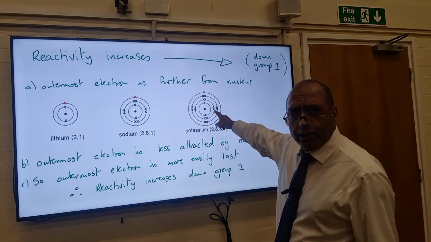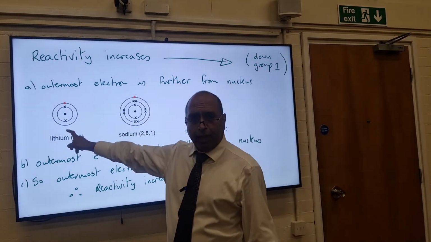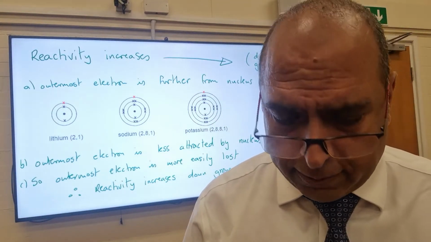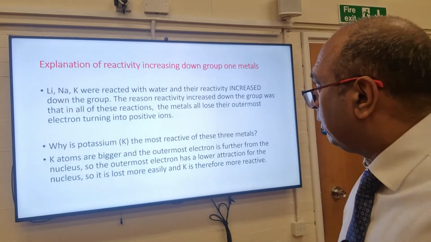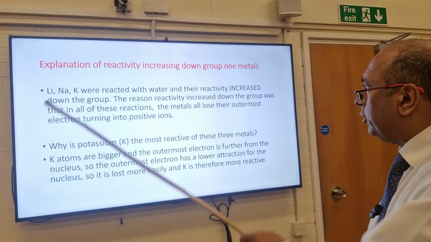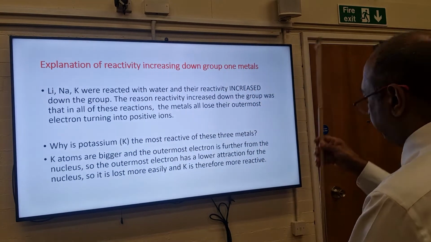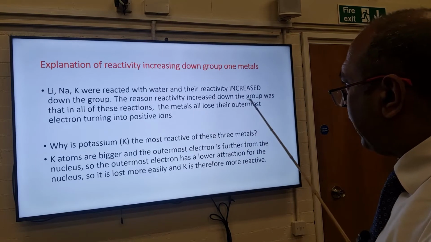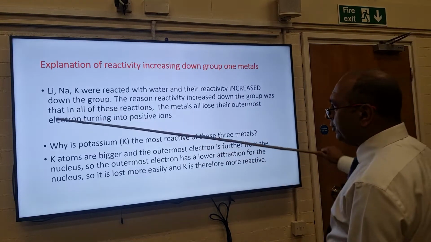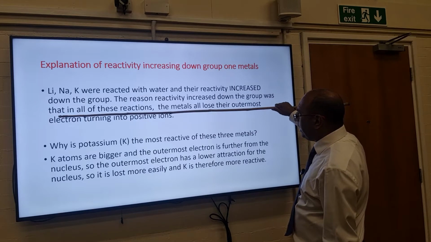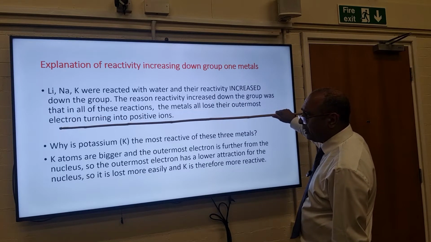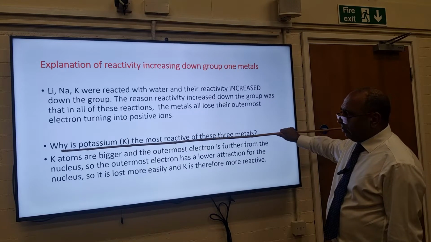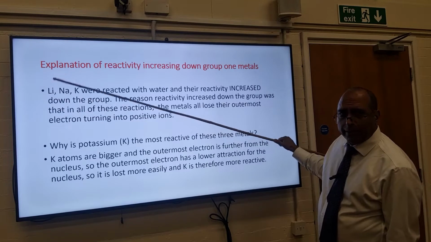That's oxidized most easily. That's oxidized less easily because oxidation is the loss of electrons. Lithium, sodium, potassium are reacted with water, and their reactivity increases down the group. The reason reactivity increases down the group was that in all of these reactions, the metals lose their outermost electrons and they turn into positive ions. The loss of electrons I've explained.